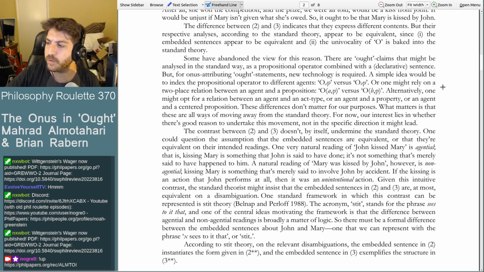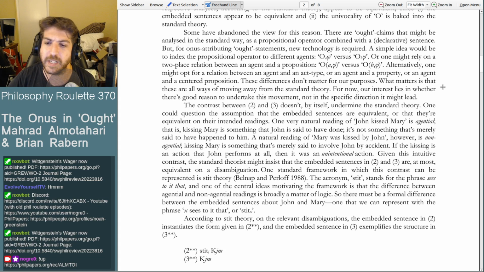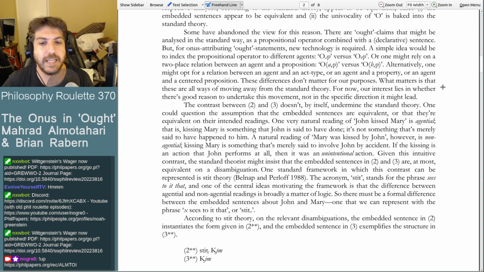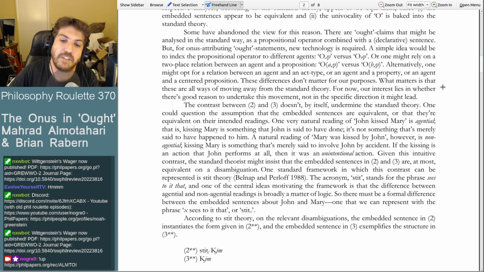I doubt you can see it on the page. It's just a notational difference, using parentheses or using subscripts. Alternatively, one might opt for a relation between an agent and an act type, or an agent and a property, or an agent and a centered proposition. These differences don't matter for our purposes. What matters is that these are all ways of moving away from the standard theory. For now, our interest lies in whether there's good reason to undertake this movement, not in the specific direction it might lead. The contrast between 2 and 3 doesn't by itself undermine the standard theory.